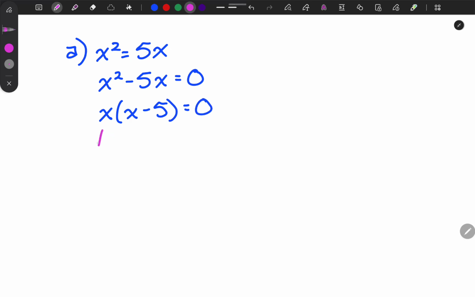This gives us two potential solutions. Our first factor x could be equal to 0. That would make the equation true. Or our second factor, x minus 5, could be equal to 0, in which case x is equal to 5. If we want to combine our solutions, we can write x is equal to 0, comma 5.